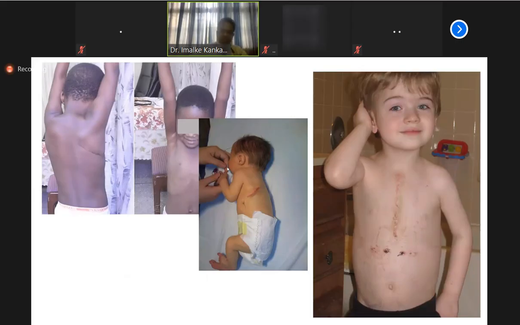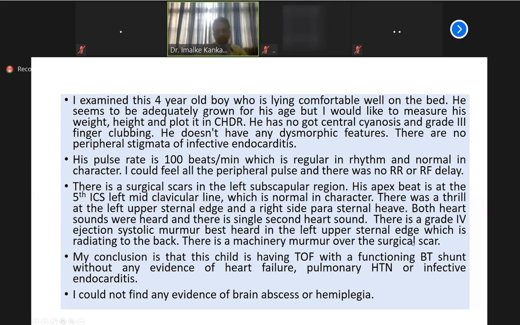So these are the scars. Here you have to look. This is a scar. This is an anterior scar. So see how we are going to present.